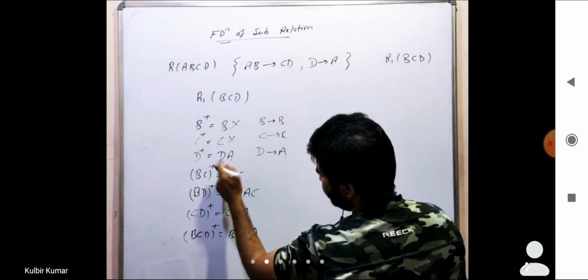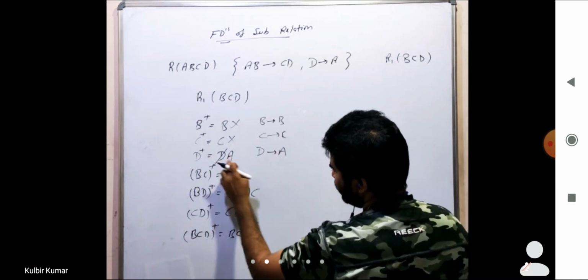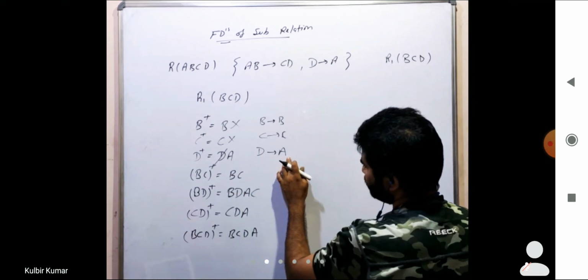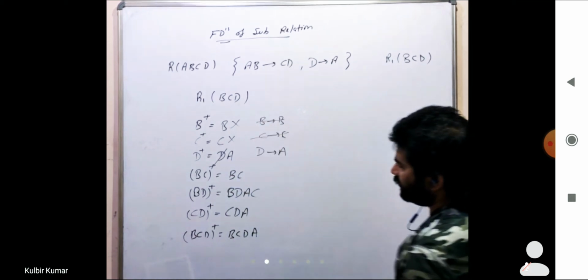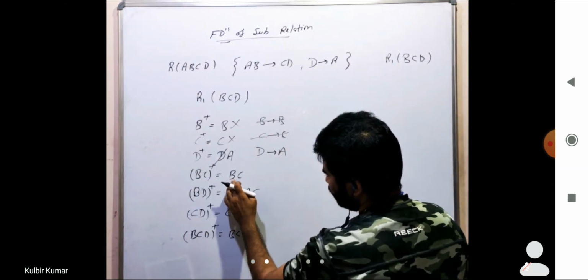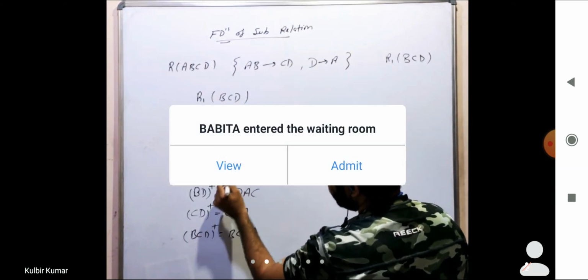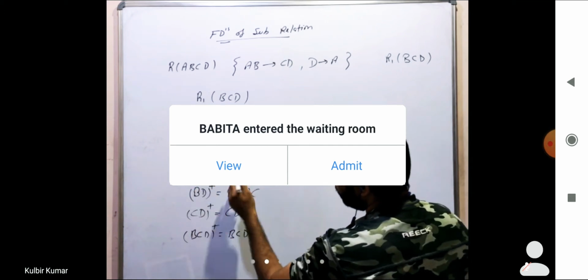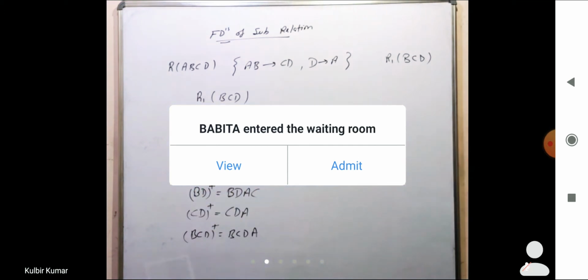D can derive D. It is a trivial case, and D can derive A. Yes, I can take this one. So we will not take this one. Further, what can I say? BC closure: we can derive B. B is a trivial case, we cannot take. C also is a trivial case, we cannot take. Right? So we cannot take this case.